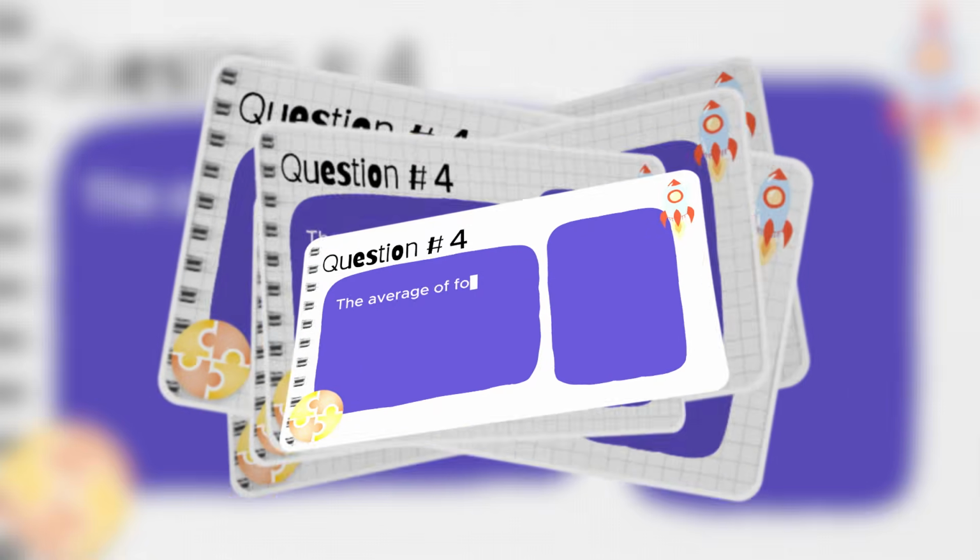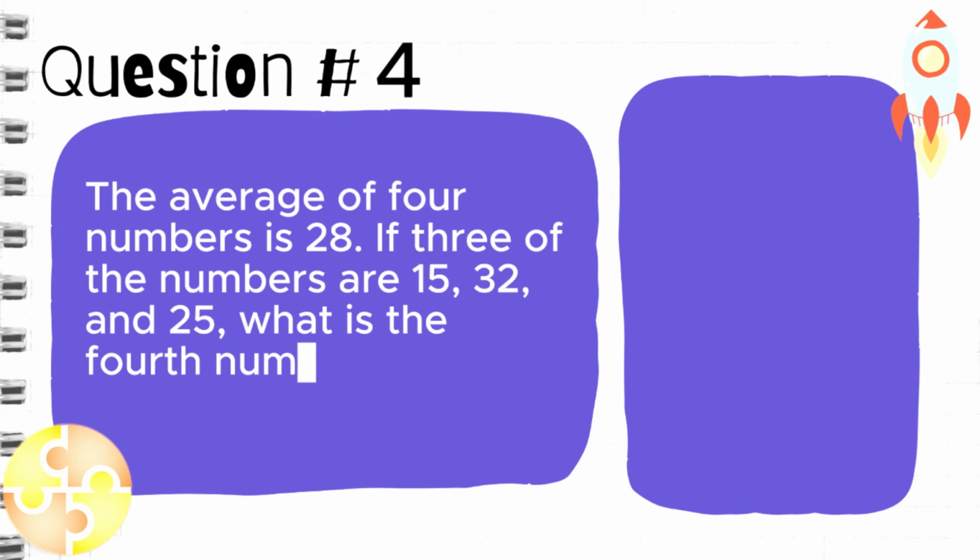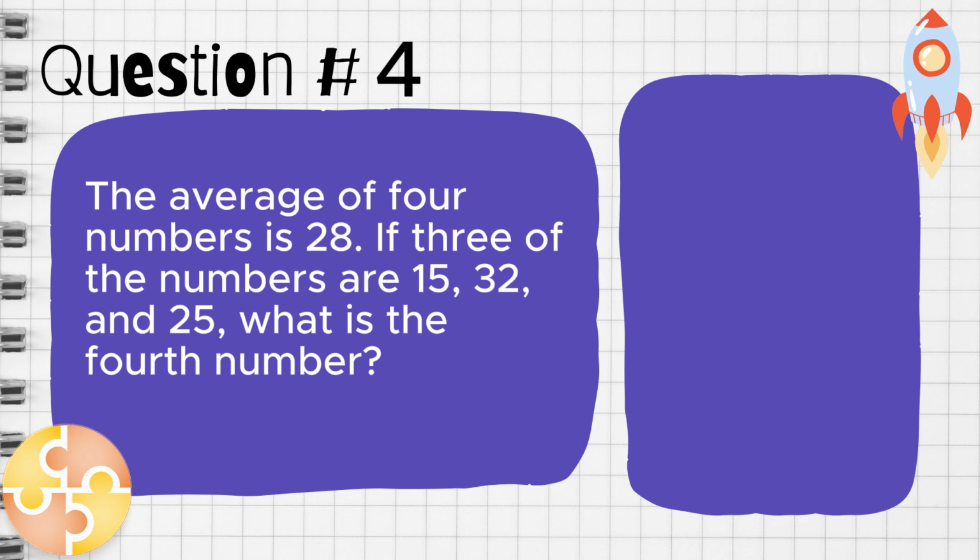Question number 4. The average of 4 numbers is 28. If 3 of the numbers are 15, 32, and 25, what is the 4th number? A. 28. B. 35. C. 40. D. 42.